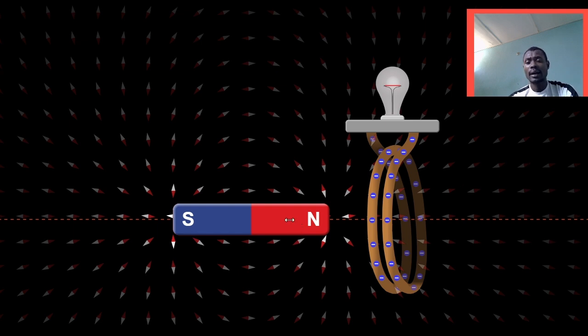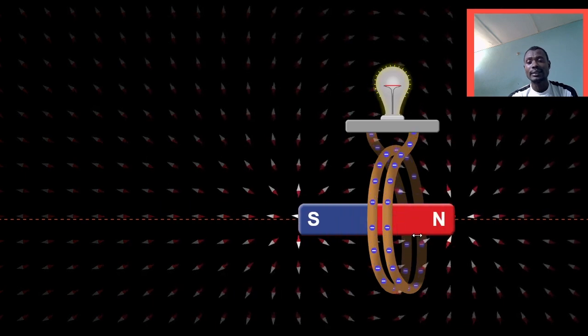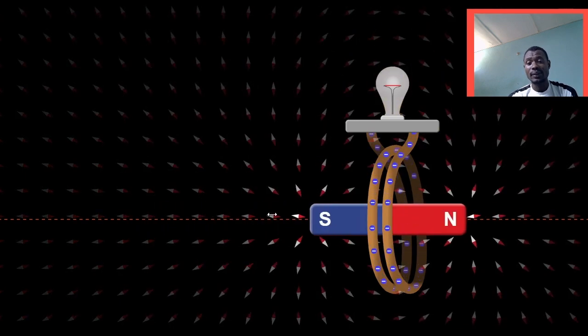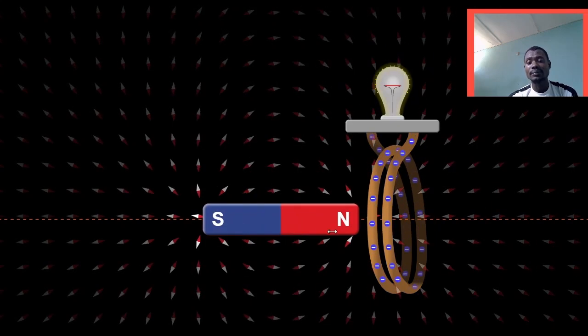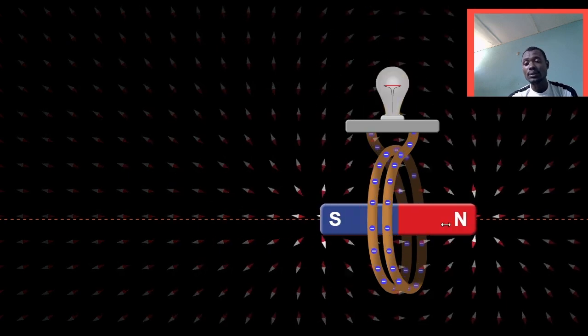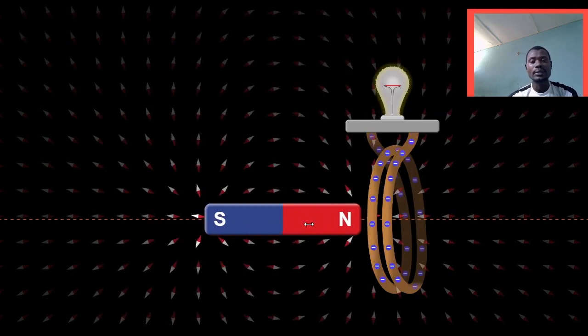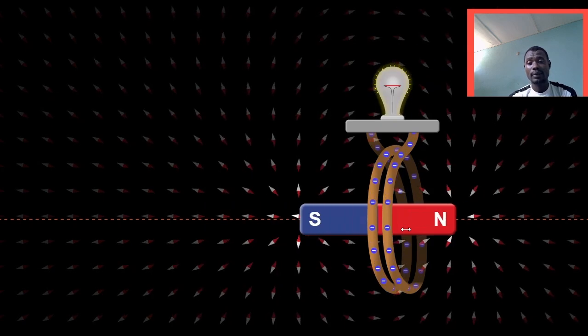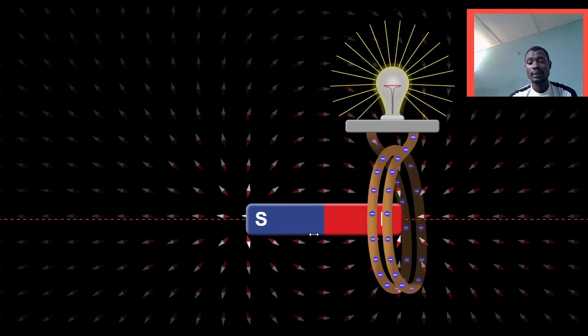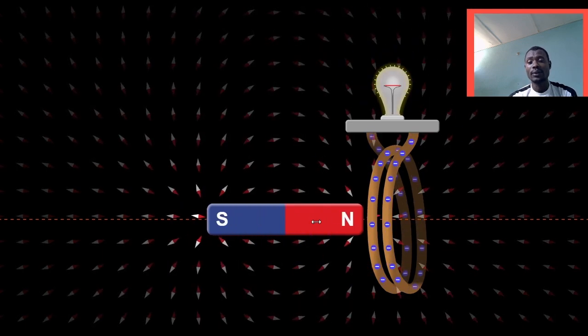Now, if I want to define electromagnetic induction, I will say electromagnetic induction is the process whereby induced EMF or induced current is produced due to the change in magnetic flux in the coil or in the conductor. So that is what I mean by electromagnetic induction.